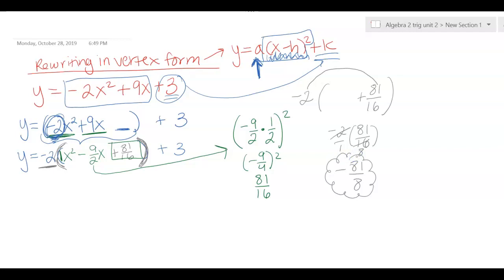So even though I've written 81/16, I've added this amount to my equation, and I need to try and even that out. So the way to do that would be to add -81/16 to the other side as well. Sorry, not 81/16. -81/8 to the other side as well, because now I've added the same amount to both sides. And now I'm going to work on rewriting it so it's in this perfect form.